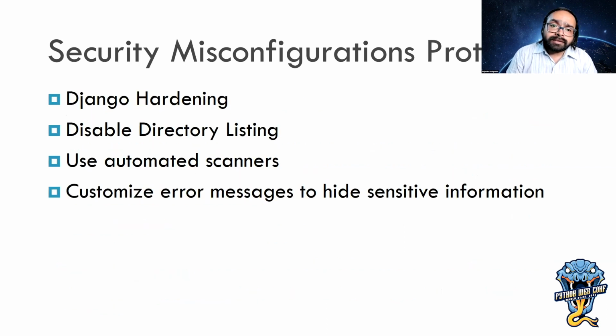So the solutions are: go for Django hardening. That is, don't go for default settings. Change everything. Okay. Change the default directory structure. Then disable directory listing. Then use automated scanners. The one which I had shown, the most basic one, is DJ Checkup. Then customize error messages to hide sensitive information, because error messages also reveal some information. They basically reveal the system information. Okay. So instead of that, whenever such and such an error occurs, customize it and display a plain message.